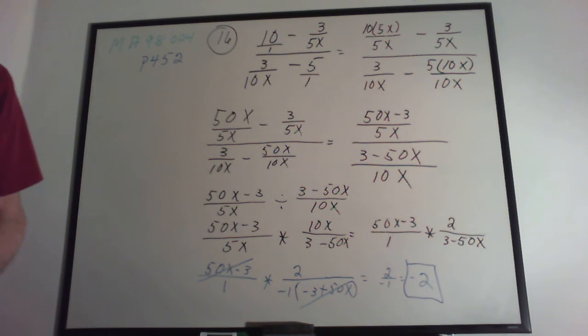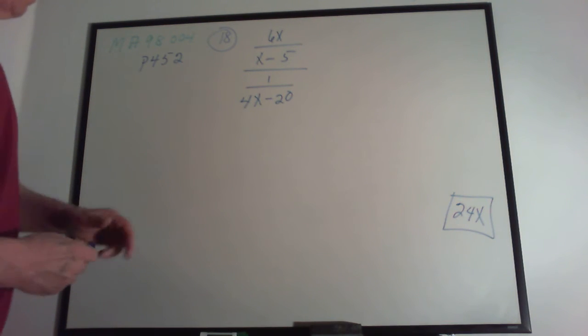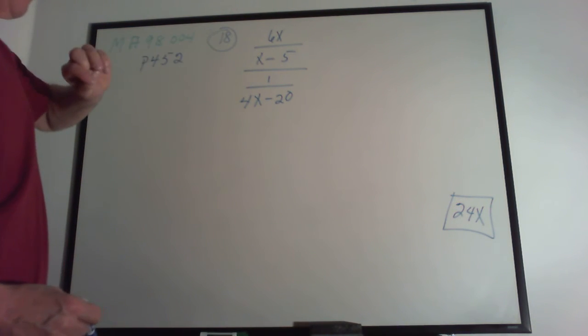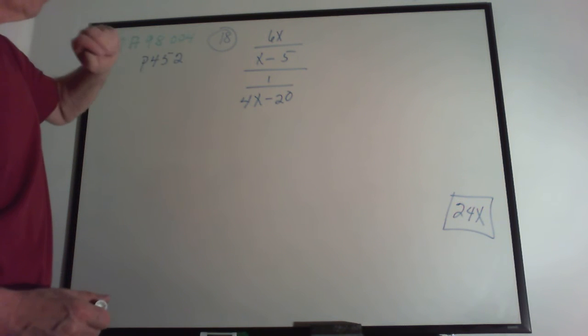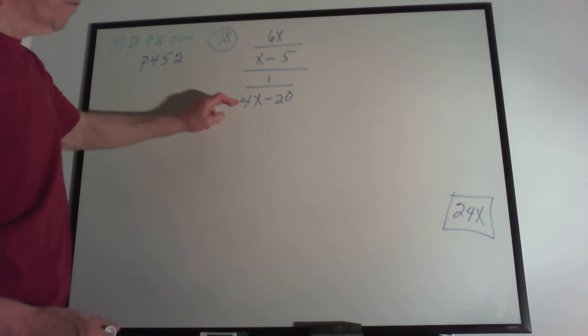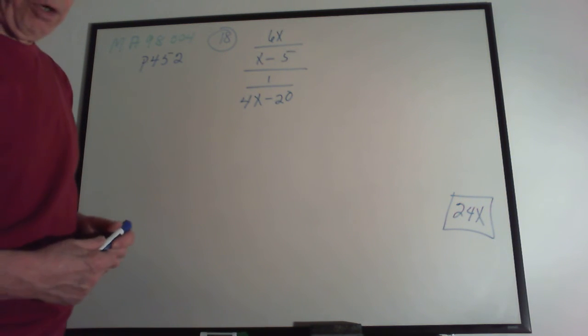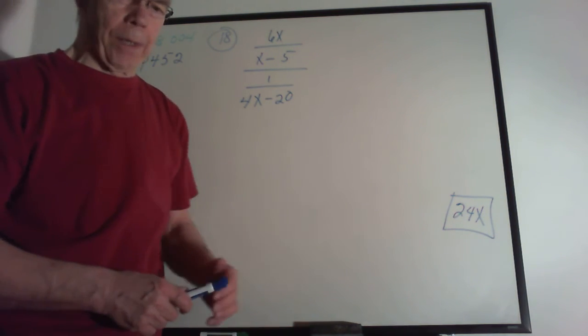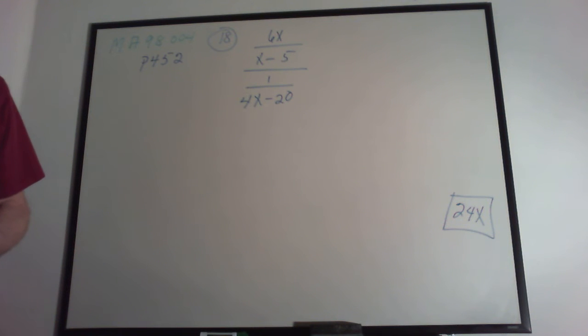If you didn't get this one right, do it over. All right, number 18. 6x over x minus 5 over 1 over 4x minus 20. Go ahead and try that. The final answer is 24x. See how you do with it. Pause the video, give it a try.